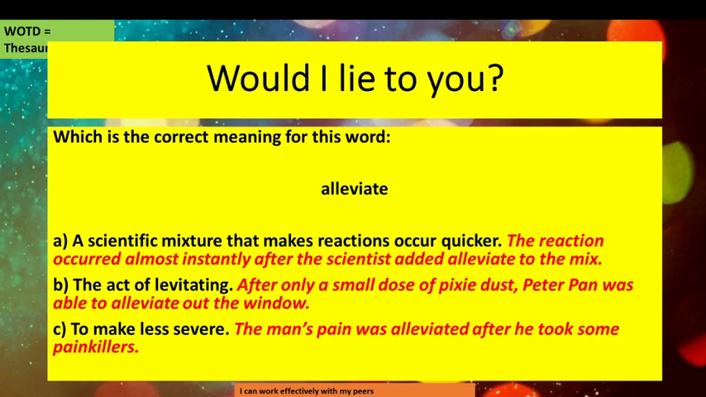Once again, I'm going to ask you to pause the video and decide if you think alleviate is a scientific mixture that makes reactions occur quicker, or the act of levitating, so hovering off the floor, or making something less severe or less extreme. So is it A, B, or C? Pause the video, have a think, and then start playing the video again to see if you got it right.